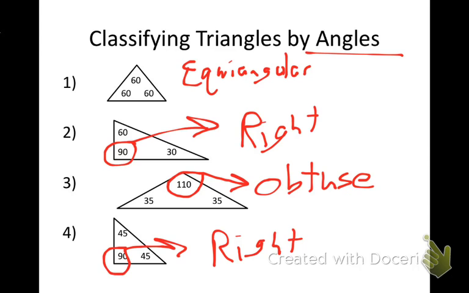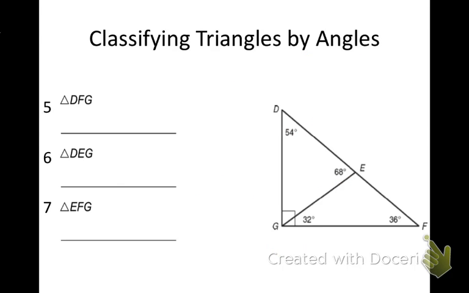All right, next one here. There are three triangles here. Take a couple seconds and classify these three triangles. All right, number five. I'm looking at triangle DFG. So I'm looking at the big triangle here. What type of triangle is that big one, Kay? Right. How do you know it's a right triangle? Right there? Yeah, that little square denotes that's a right angle. So the big one is a right triangle. Nice job.